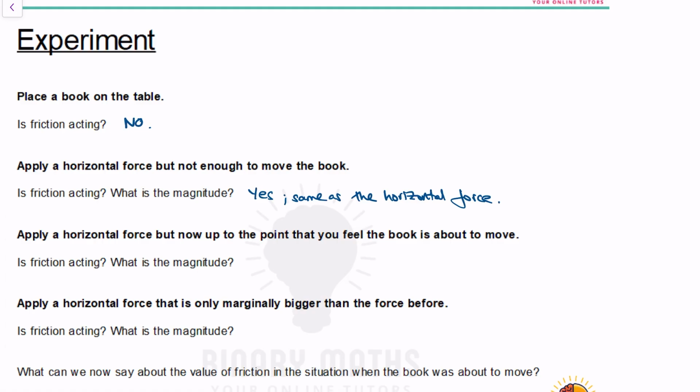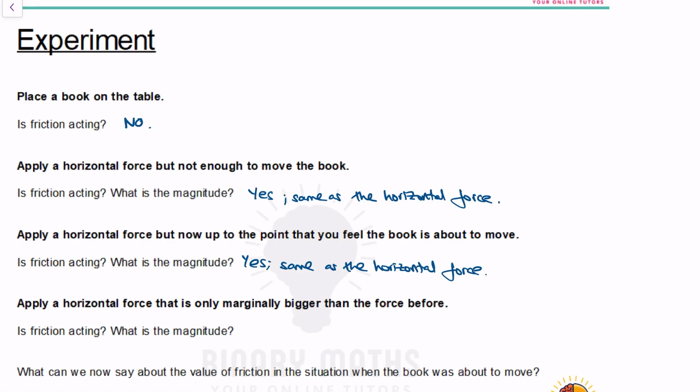Apply a horizontal force, but now up to the point that you feel the book is about to move. Is friction acting? What is the magnitude? Again, it's just before the point where it's about to move, so friction is still acting, and it's still the same as the horizontal force. Even though you increased it, the friction has increased to the same value.